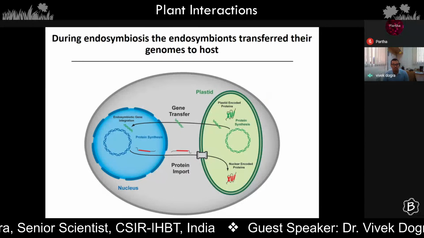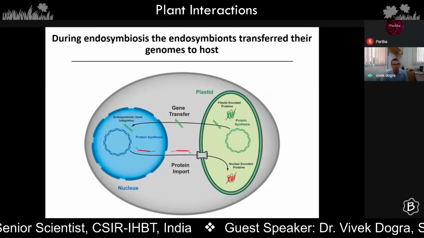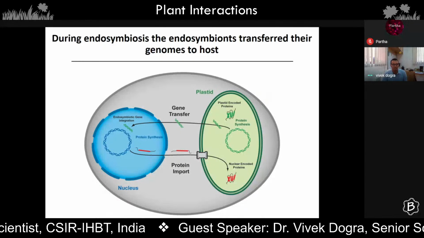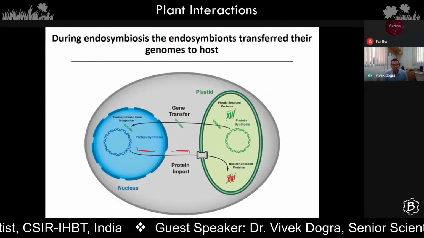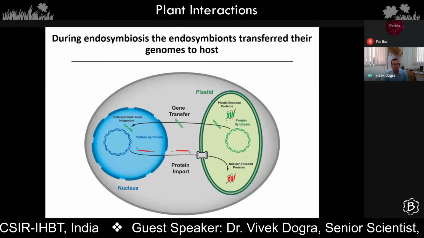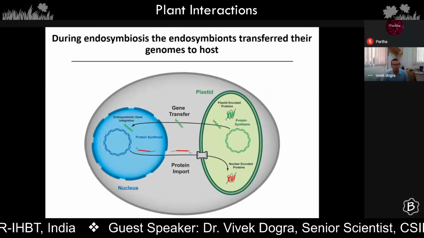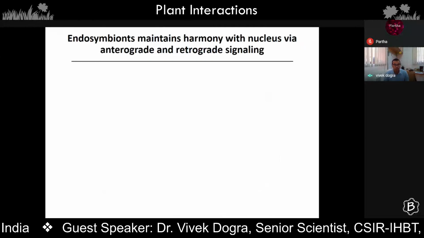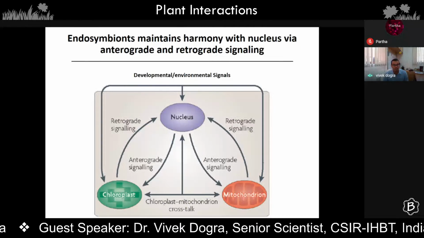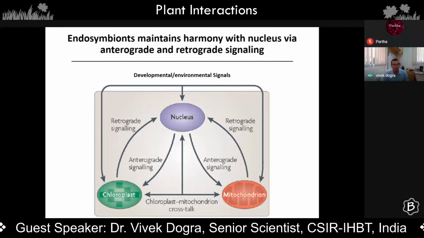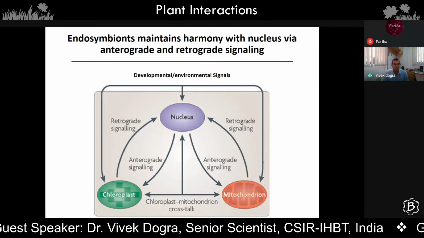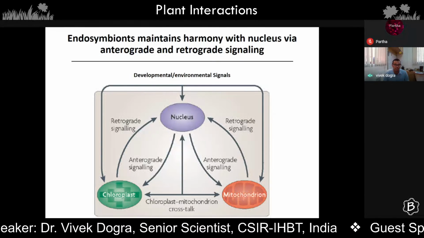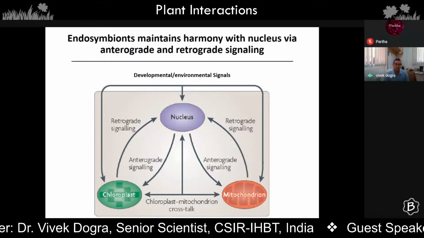So what these endosymbionts did smartly is transfer their genomes to the host so that they can relax and do other things for which they were brought into the host cell. Because of this, the chloroplast and mitochondria always stay in touch with the nucleus, and they maintain harmony via two kinds of signaling, which we call anterograde and retrograde signaling.